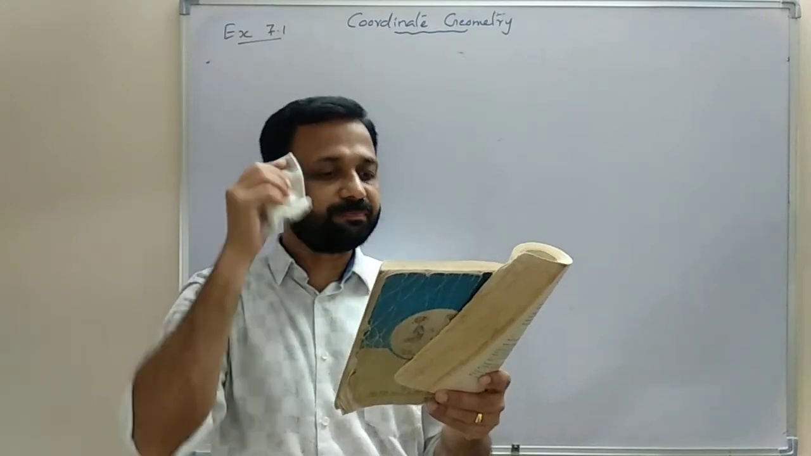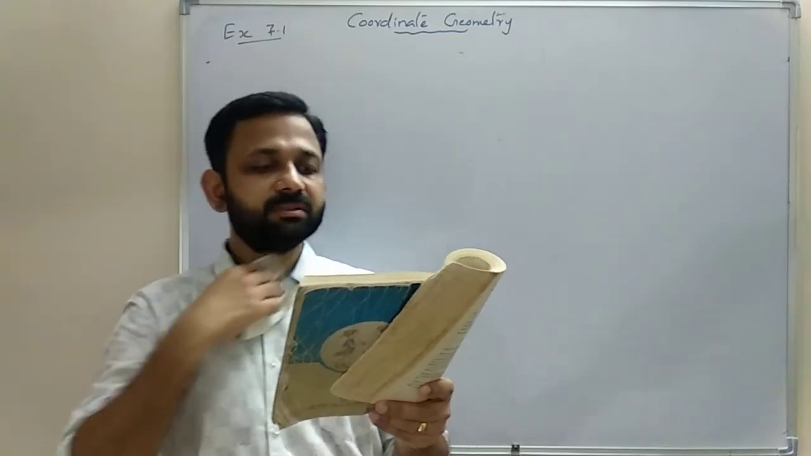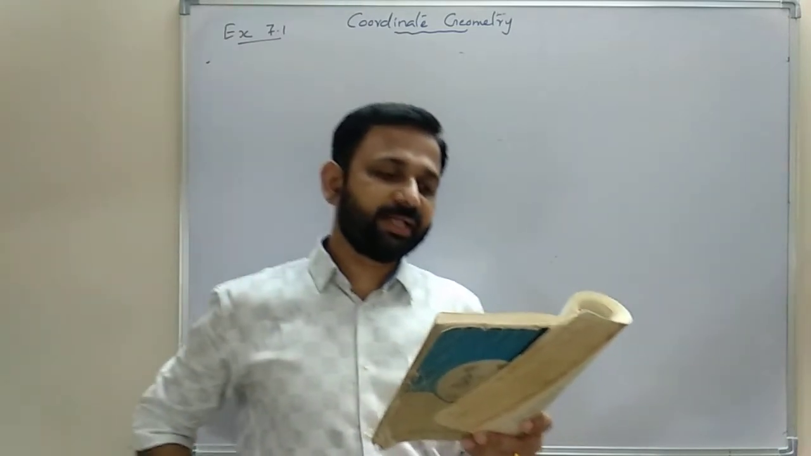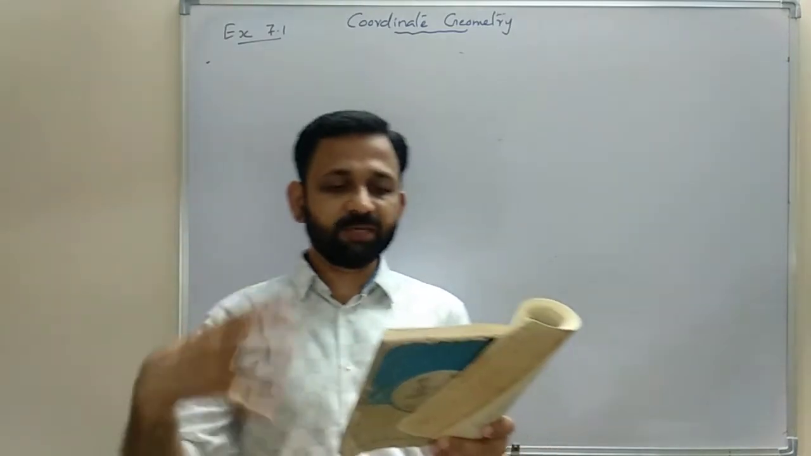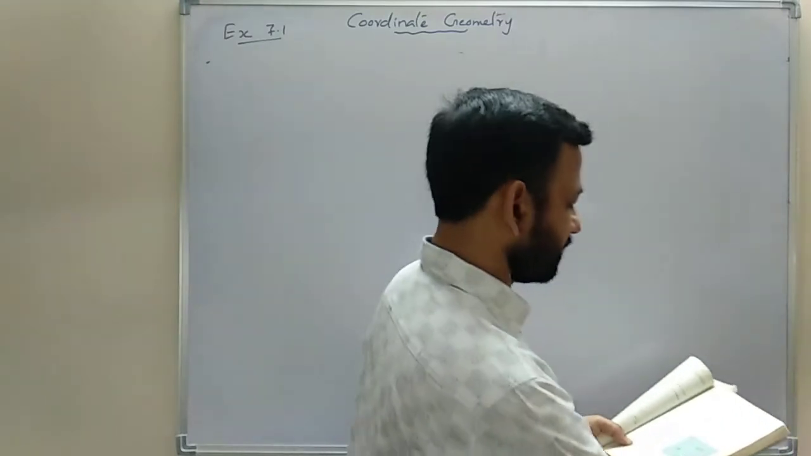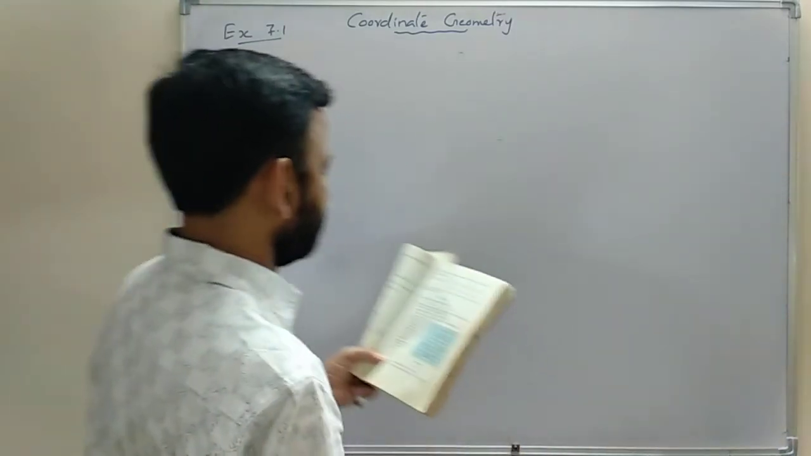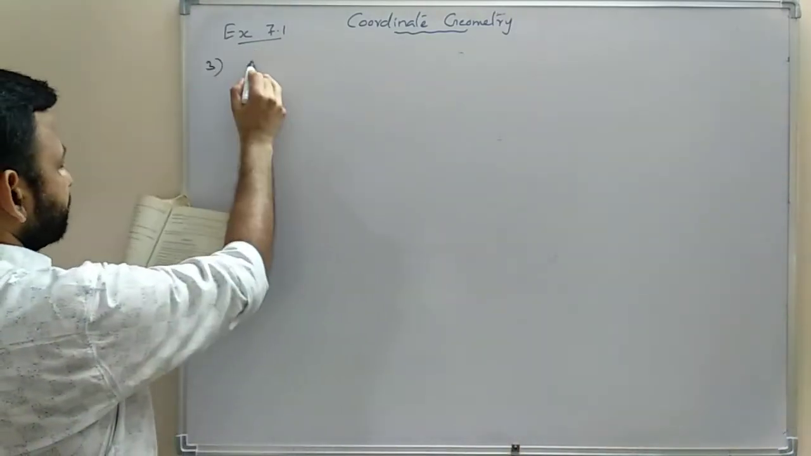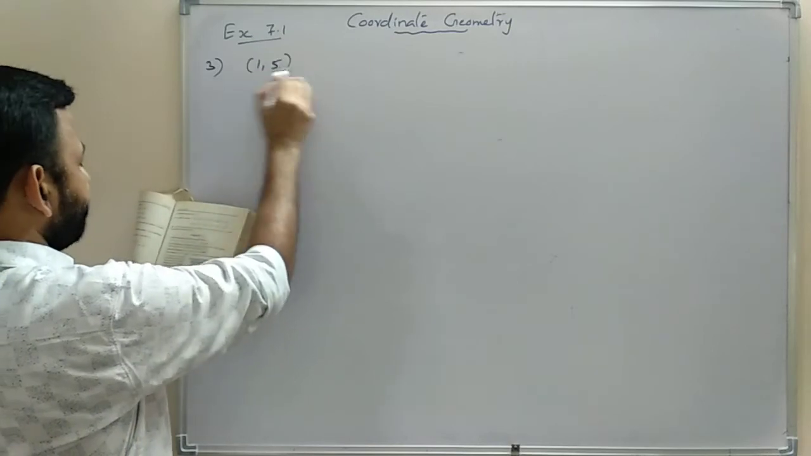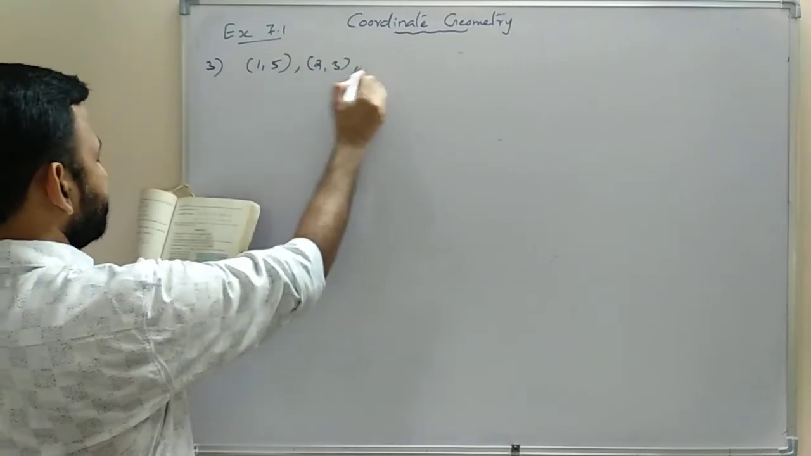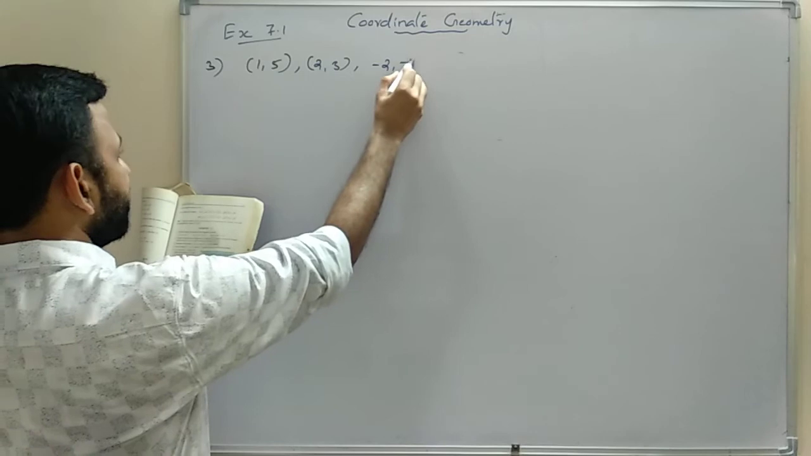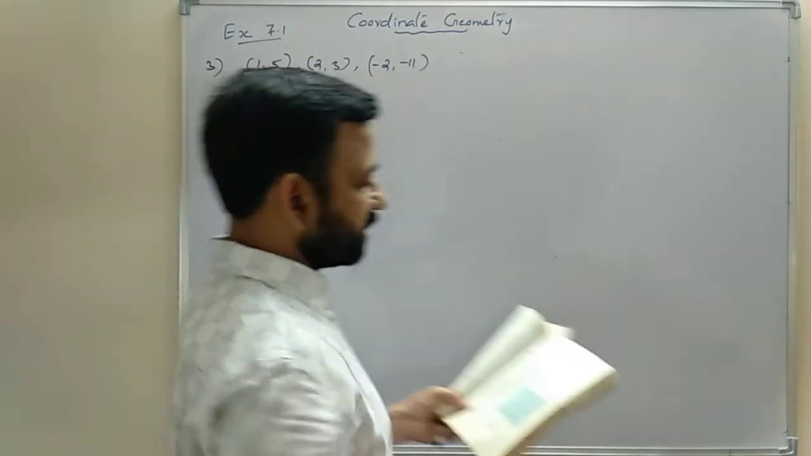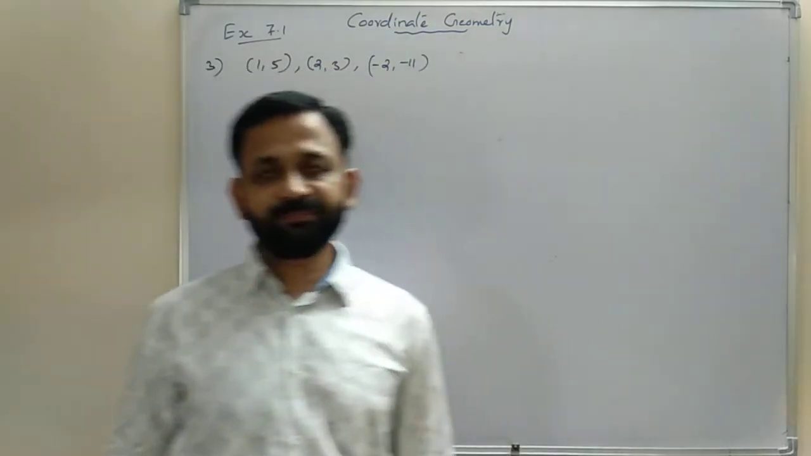Now we are going to do question number 3. The question is to determine if the three given points are collinear or not. We have 3 points: (1, 5), (2, 3) and (-2, -11). Then we need to check whether they are collinear or not.